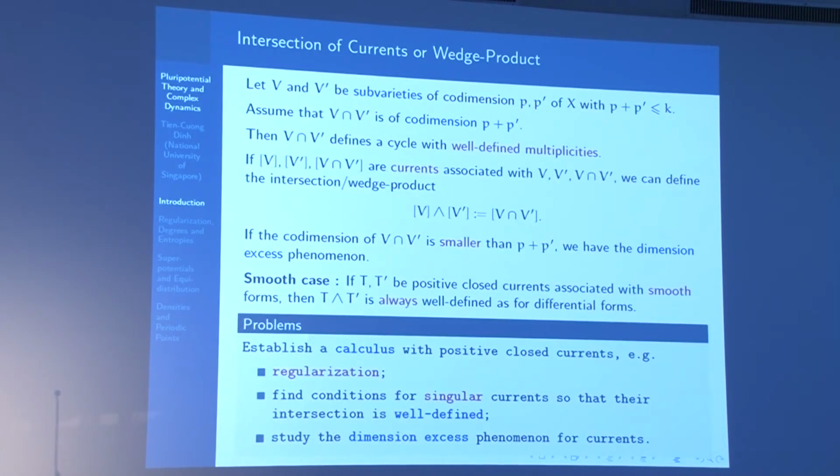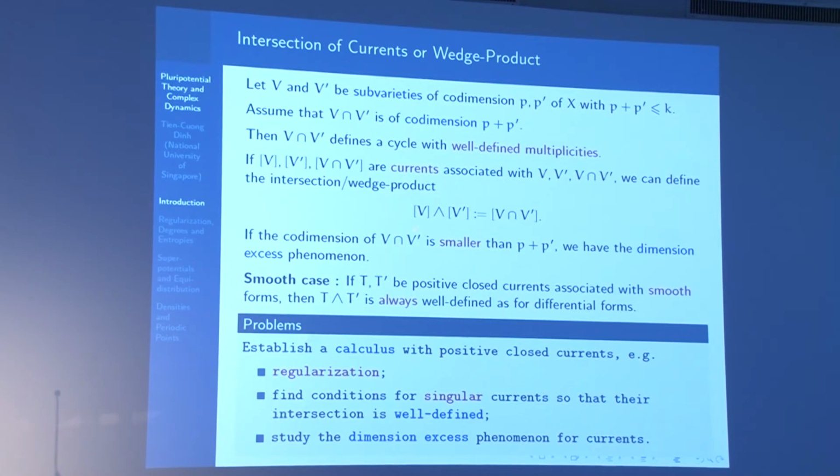Okay, so now I just quickly discuss the theory of intersection. So consider this example of two subvarieties. Assume that the intersection of V and V prime has a good dimension. I mean the generic case, the codimension is equal to p plus p prime. And then we can define the intersection with multiplicities. It is well defined. Then in the sense of currents, we can define the intersection of the current given by V and the current given by V prime as the current given by the intersection, but we have to count the multiplicities. So you can define the intersection in this way.